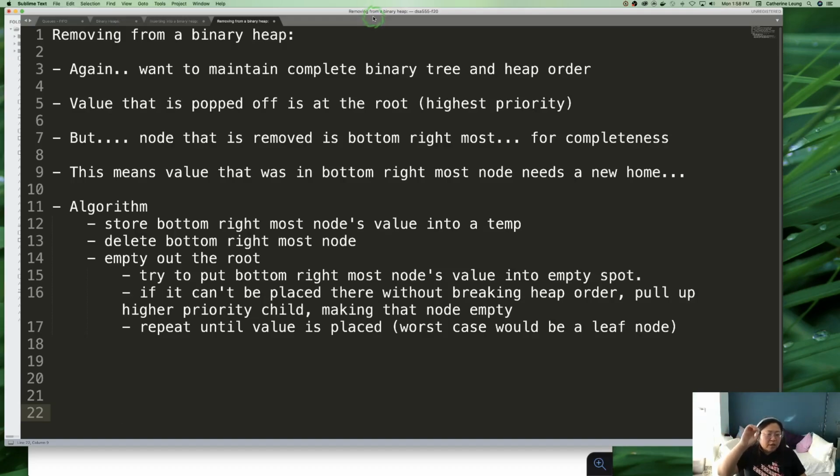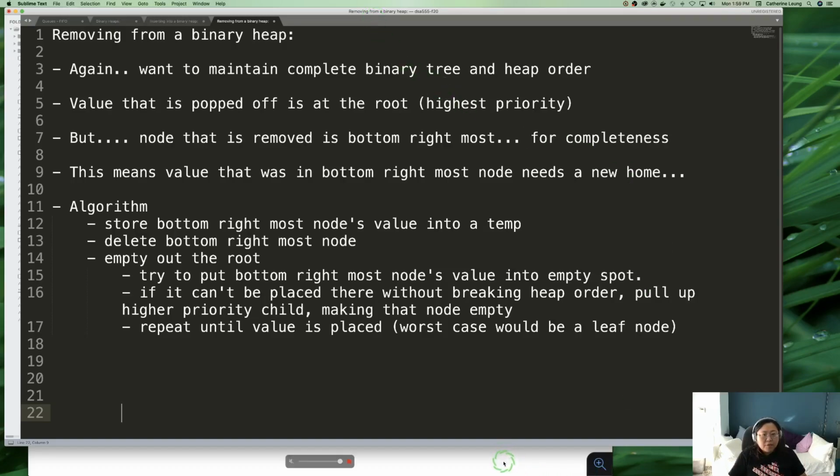If it's not, we take the higher priority child, pull it up into the empty node, making the higher priority child's old node empty. Note that this can cause a value to go from one side of the tree to the other. That's okay. We didn't say that if you start on the left, you can't go to the right, okay? So we just simply keep pulling up the higher priority child until we find a place to put our value. At worst, this will be in a leaf node. Because once we hit a leaf node, there is no more children to look at, so this node must be the place we put it.